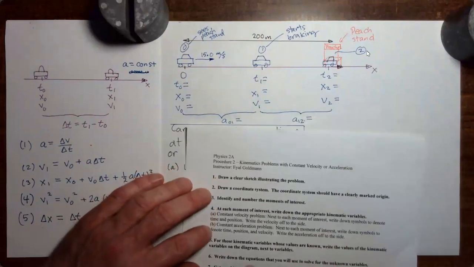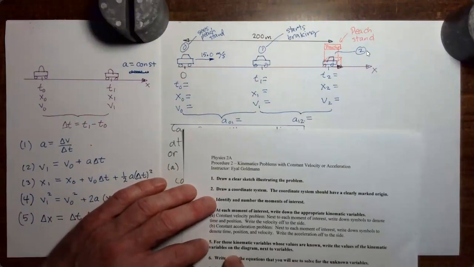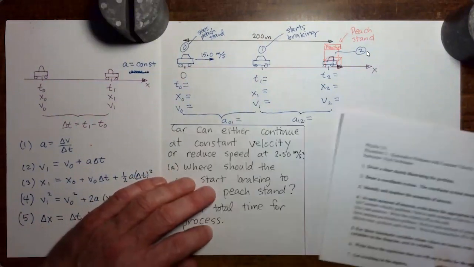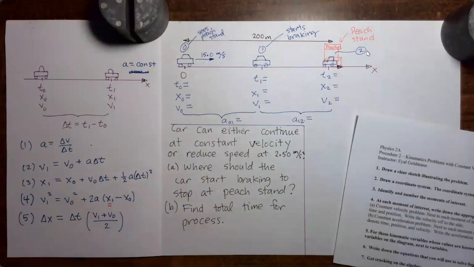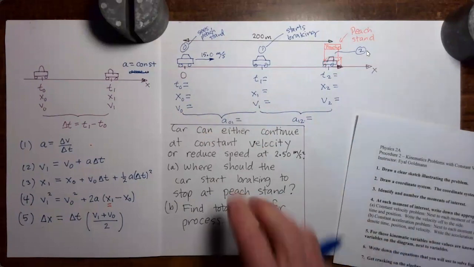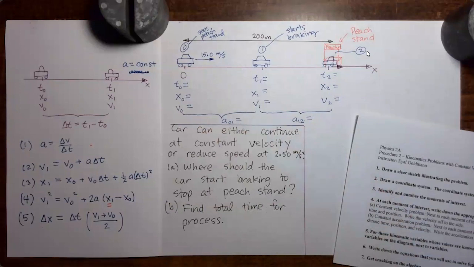Okay, so now we get to step 5, which is to fill in the kinematic variables. So for those kinematic variables for which a value is already known, go ahead and put that into the figure. So pause the video, go ahead and fill out what you can fill out. And then when you've given it a go, rejoin the video.